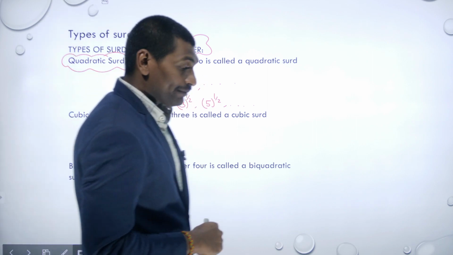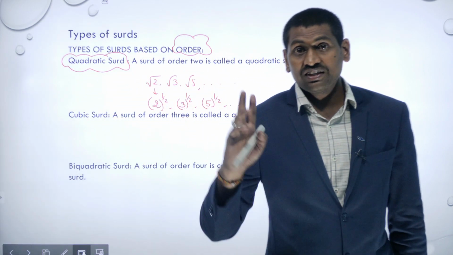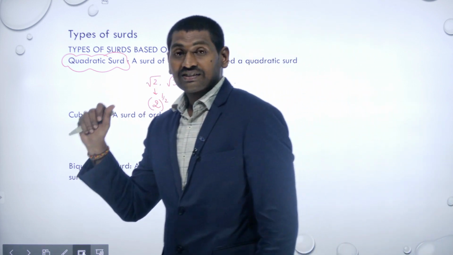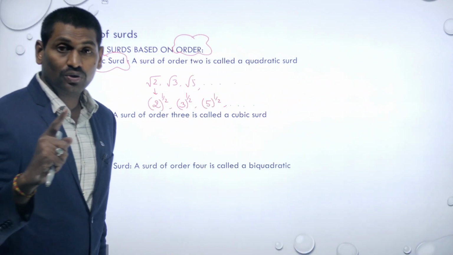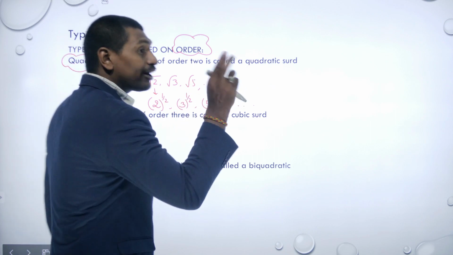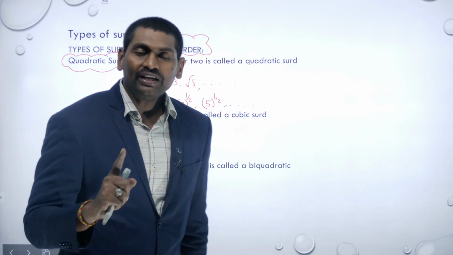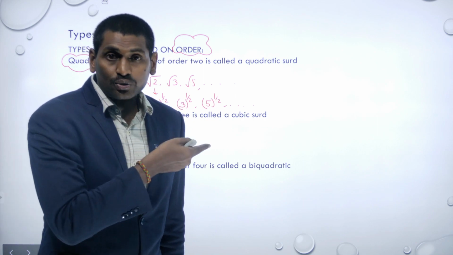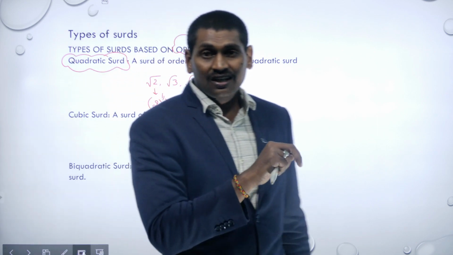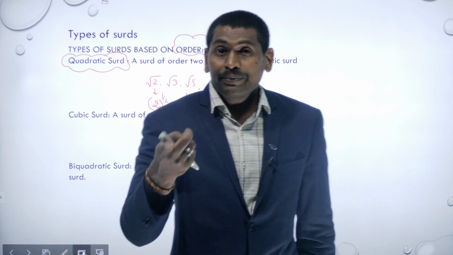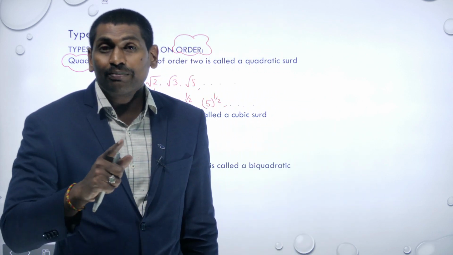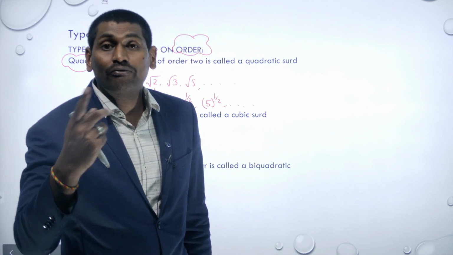And here one more thing: while you are taking the square root, for quadratic surds the order is 2. That means the radicand cannot be a square number. Radicand cannot be a square number because of order 2. If the order is 3, the radicand cannot be a cube number. Order 4, radicand cannot be expressed as a power of 4.